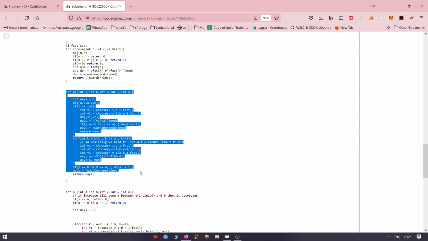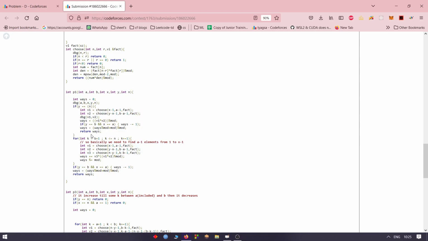I have called a function p1, and p1 has two loops. One is for a special case of y equals to n, which I'll talk about now, and the second is, okay, otherwise what we need to do. Basically, I have done here till k less than equal to n. So you can also do till k less than n, and you don't have to do this. This is like a special condition where you have to subtract, but you don't really need to worry about it.